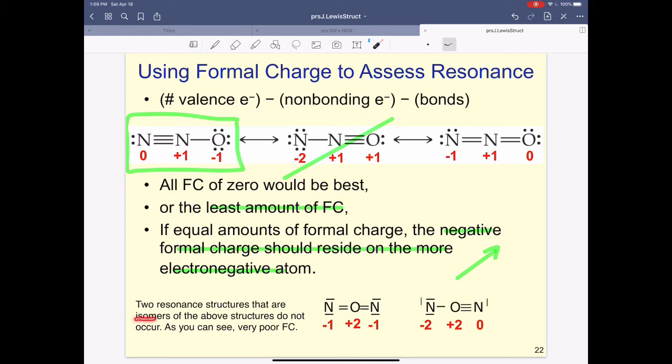Now, why not the isomers shown here on the right? Well, you can see that their formal charge is even worse, with a +2 and a -2 and a +2. And that's why N2O is not a structure with oxygen in the middle, but instead this structure.